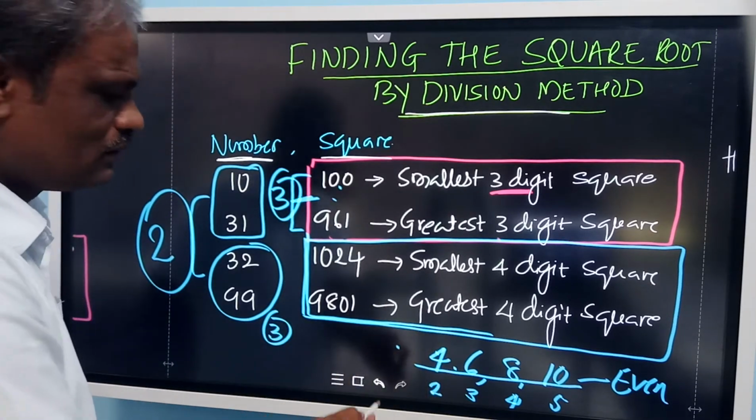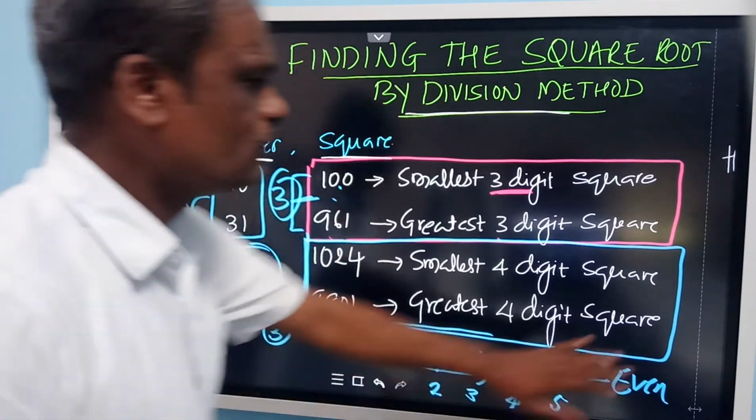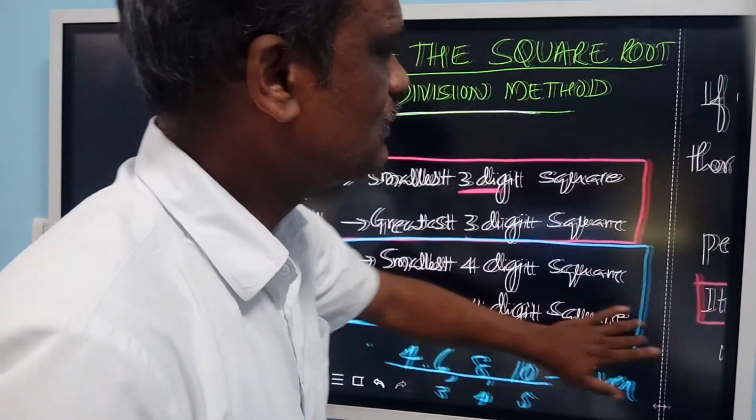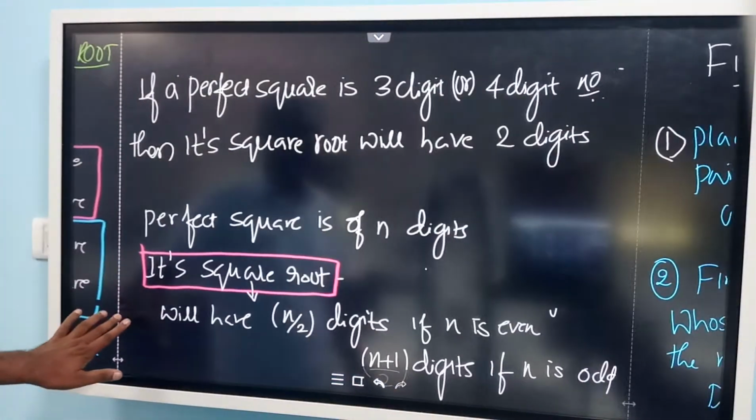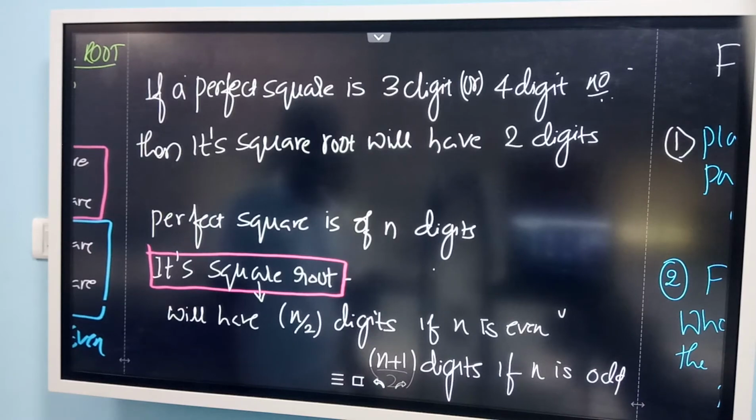Just less than 1. It is also having 2. How will you find out that one? Just remember this formula. Sir, n plus 1 by 2. Very good.